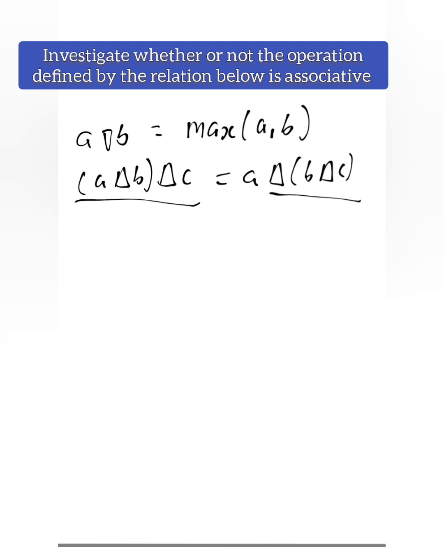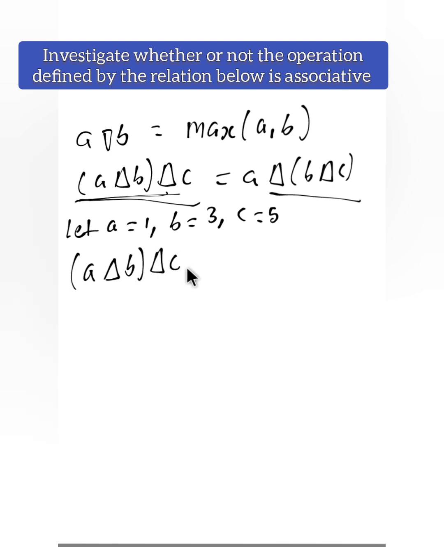So we're going to solve for (A operation B) operation C. And to do this, we'll also choose a random value for A, B, and C. Now let A be 1, B equal to 3, and C be equal to 5. For this part of the equation, we have (A operation B) operation C, which is (1 operation 3) operation 5, because A is 1, B is 3, and C is 5.